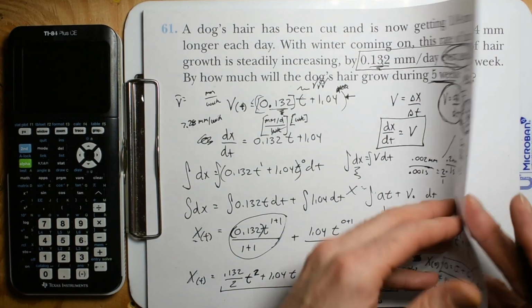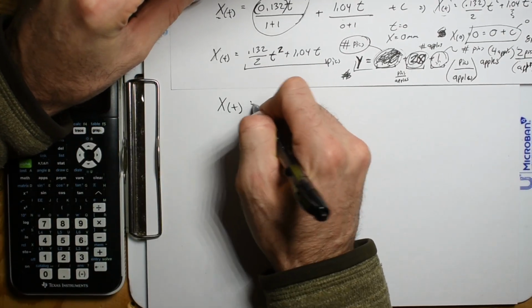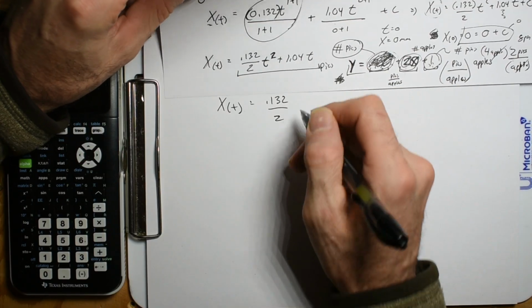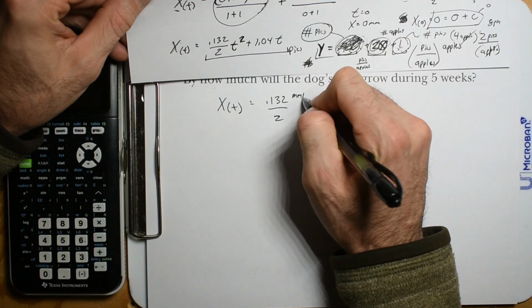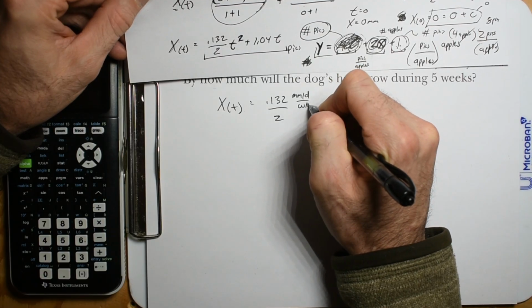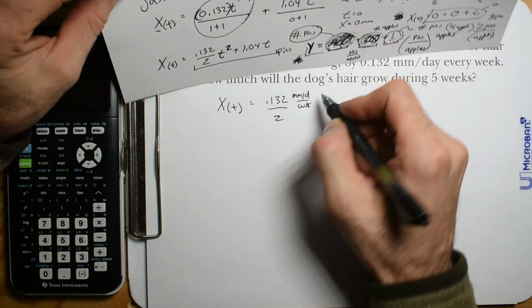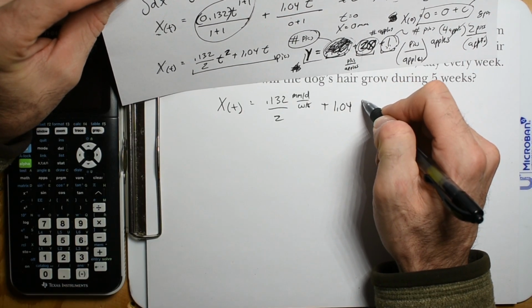All right, so we're almost there, and we have our equation for position. I'm just going to write this one more time, 0.132, t squared. And let's get units on this. This is going to be millimeters per day per week. And, all right, yeah, I might have to actually double check all this.